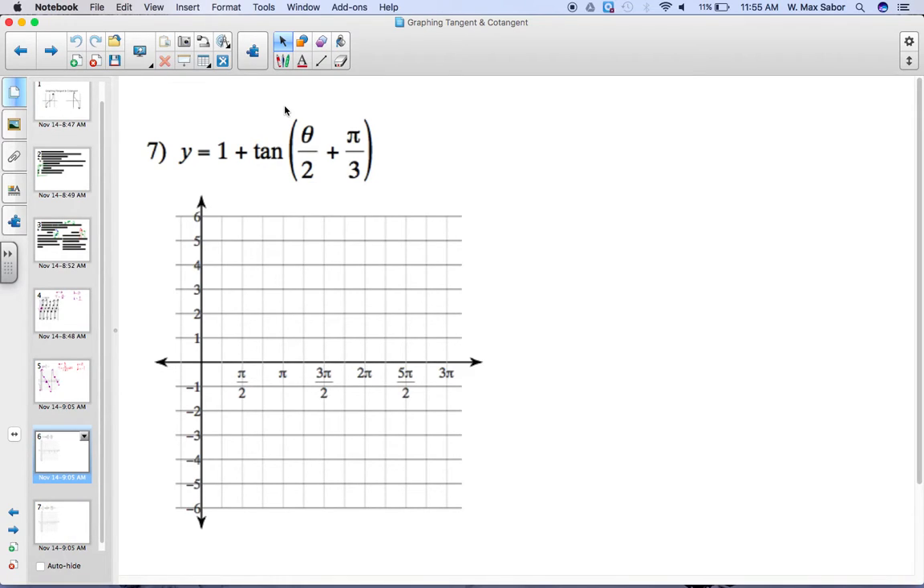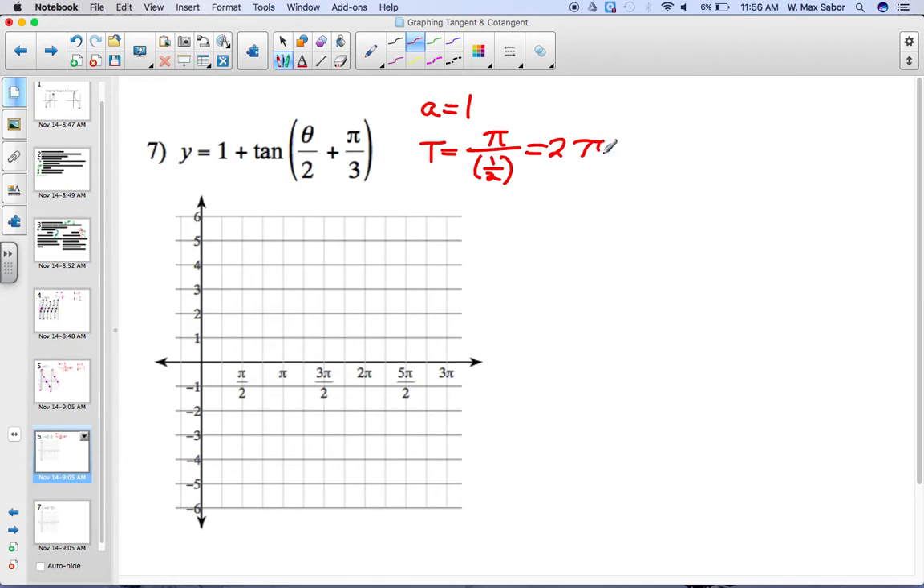These next tangent and cotangent problems have phase shifts. So let's continue with our normal process. Our amplitude is 1 here because the coefficient is 1. Our period is pi divided by b, or 2 pi. Our horizontal shift is negative c over b, which is negative pi thirds times 2, so negative 2 pi over 3.